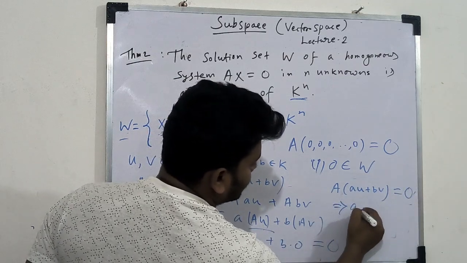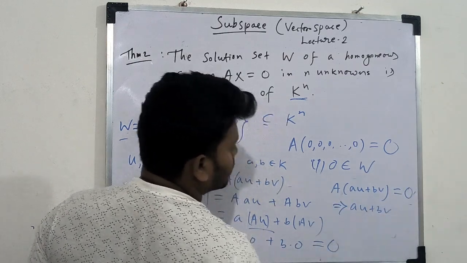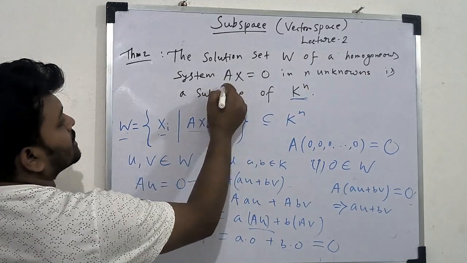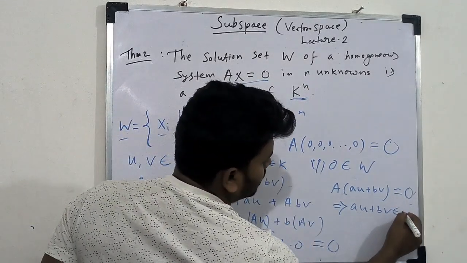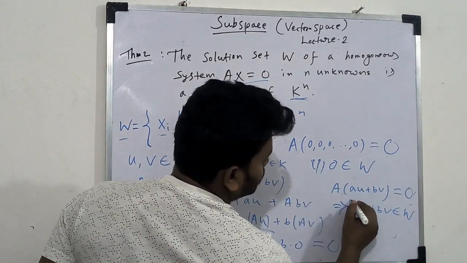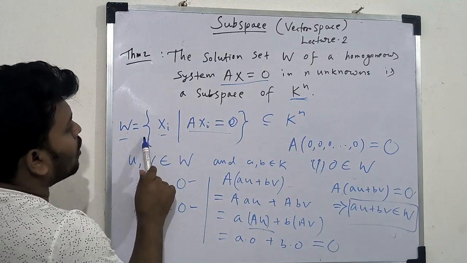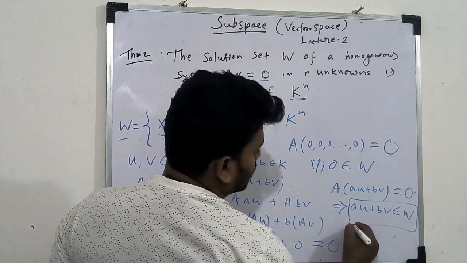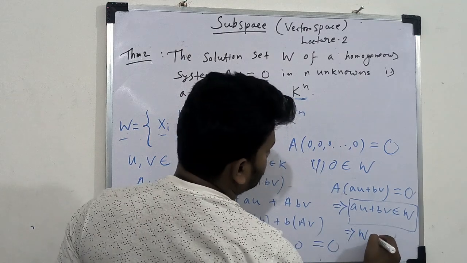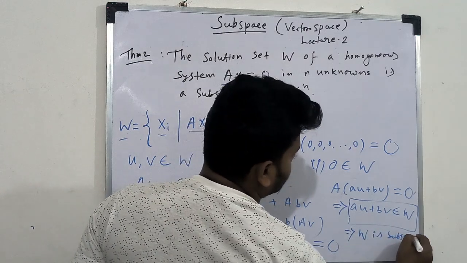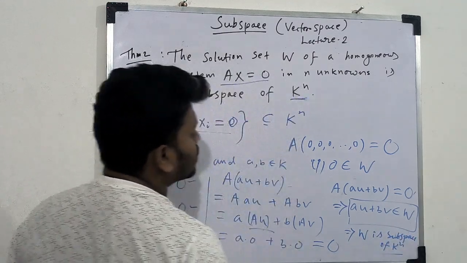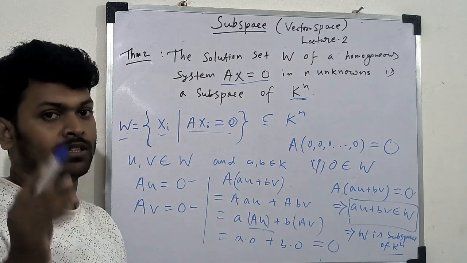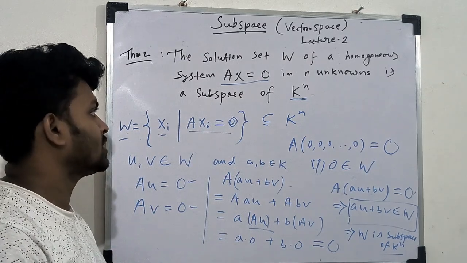So this implies that au plus bv is a solution of the homogeneous system. Therefore this will belong to W. So W is the solution set of the homogeneous system AX equal to 0. So therefore we can conclude that W is a subspace of Kn, where W is the solution set of the homogeneous system AX equal to 0.